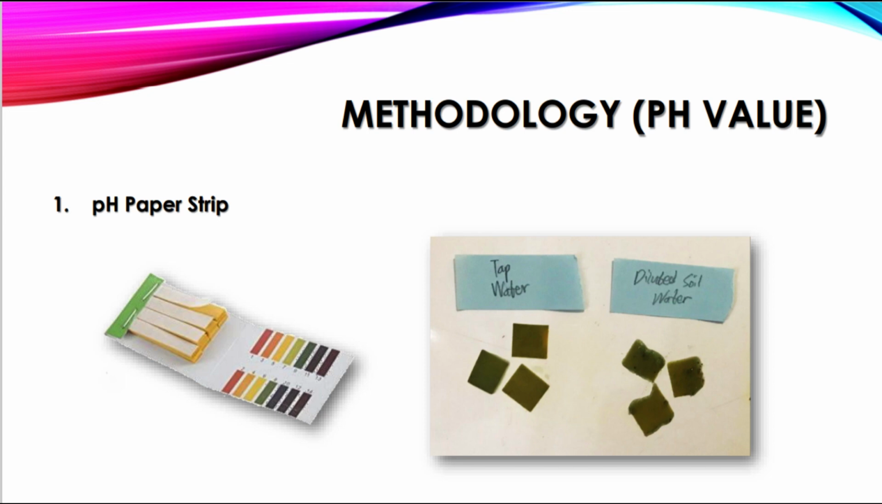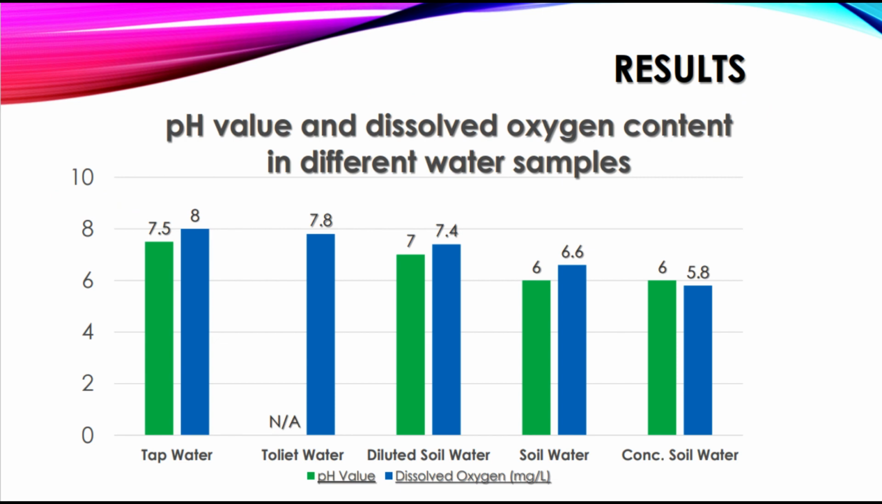As for testing pH value, I used the common method of dipping the pH paper strip into a small amount of sample. As in the image, sometimes the difference could be small, which is why repeating the test is necessary. After the experiments, here are the results gathered.